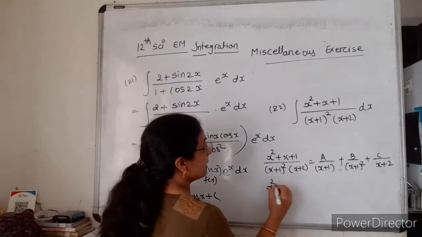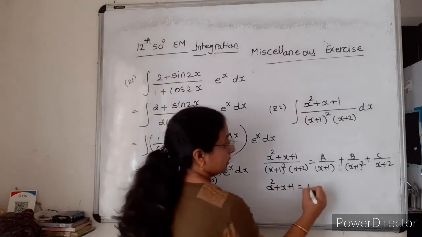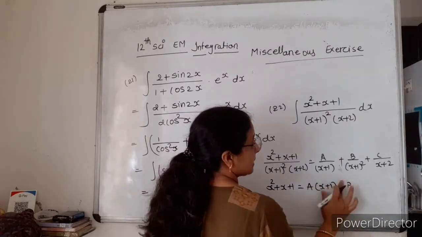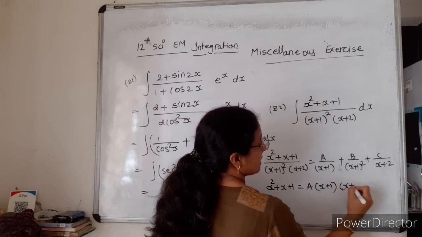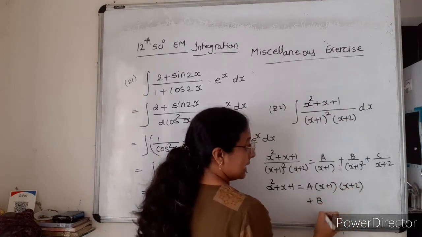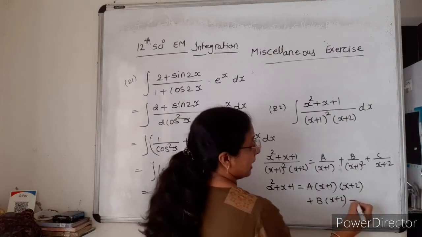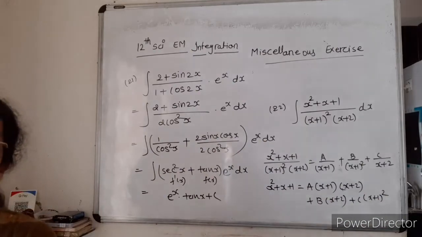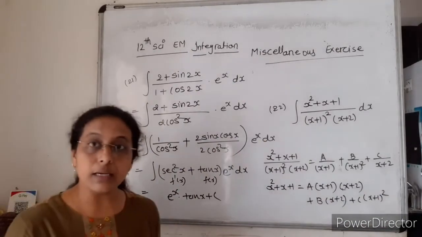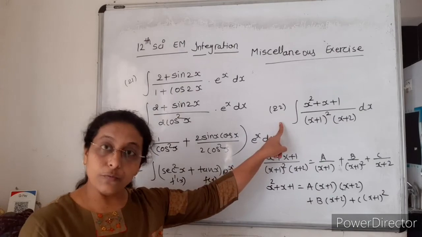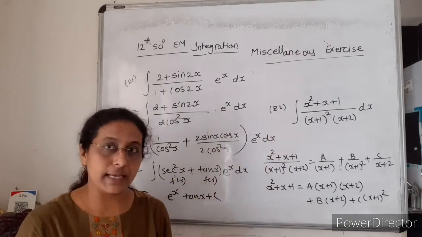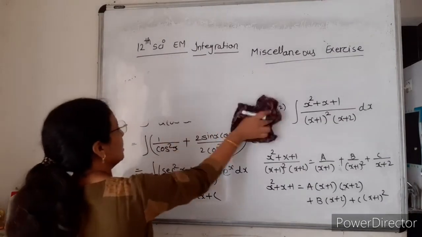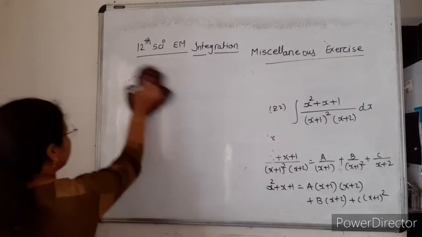So we can say that x square plus x plus 1, a into x plus 1, if we take the LCM, x plus 1 x plus 2 plus b x plus 2 and c x plus 1 whole square. When you find the value of A, B, C and put over that, you can do it easily, right? So this is the homework that you have to do it yourself. I will not do that. Question number 22. Then we'll go on to question number 23.